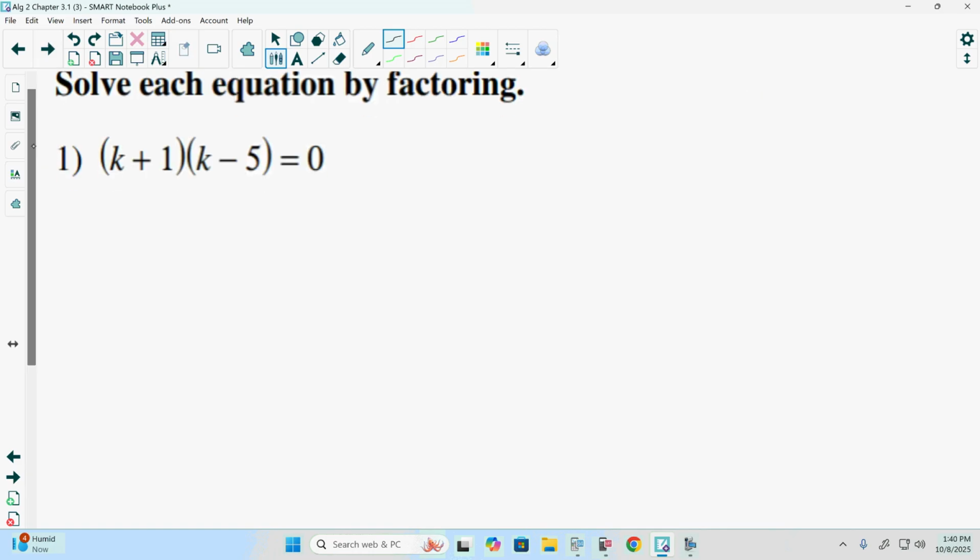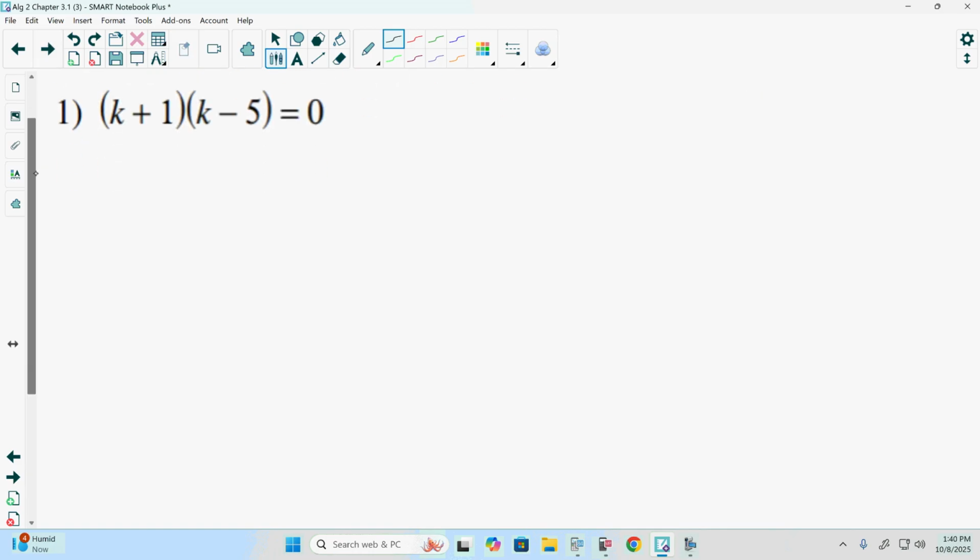So if we look at the first problem here, k plus 1 times k minus 5, I do have two things multiplied together and they equal zero. So according to the zero product property, it means that either k plus 1 is 0 or k minus 5 is 0. Because whatever value of k makes k plus 1 be 0 or k minus 5 be 0 is going to make the whole thing be 0.